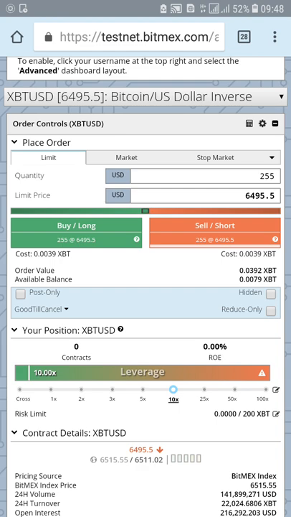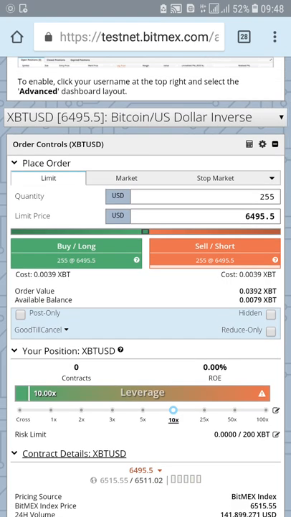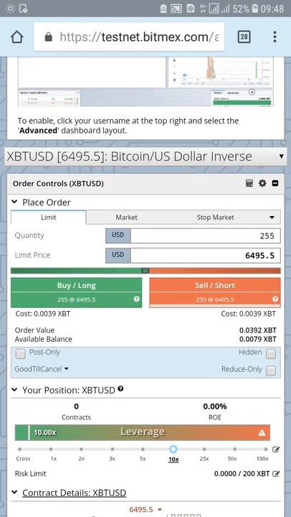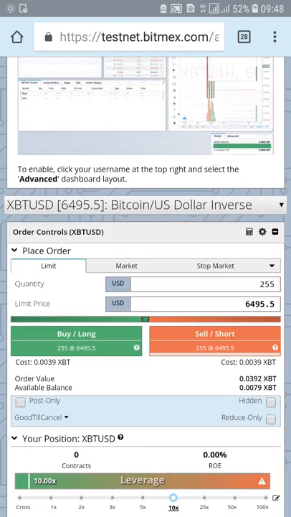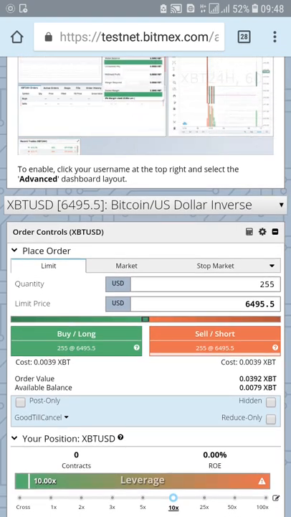Now your leverage is always set to cross margin by default. So if you don't change your leverage and you always use cross margin, you'll be putting yourself in a very, very dire situation. Now I put my leverage, that's the first thing, 10x. The second thing I do is to put in the price I want to buy at.